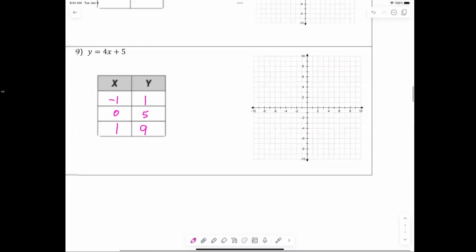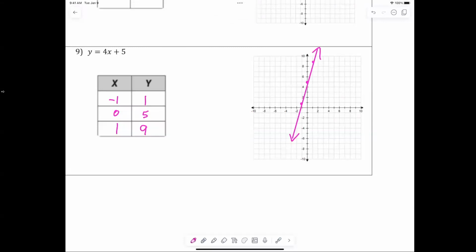Okay, plot those points. -1, 1, 0, 5, 1, 9. Draw the line. And now kick in on your calculator. Go to y equals. Type it in for practice. You're learning how. The reason I'm making you type it in is because I want your fingers to know where to go when you're plugging this in. 4x plus 5. And then graph it.